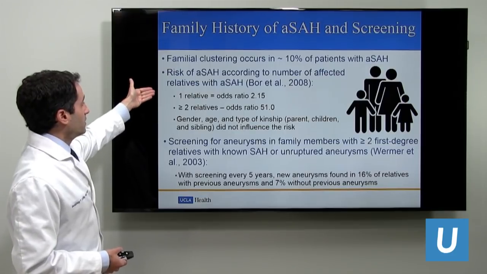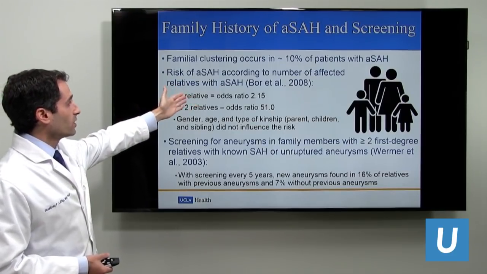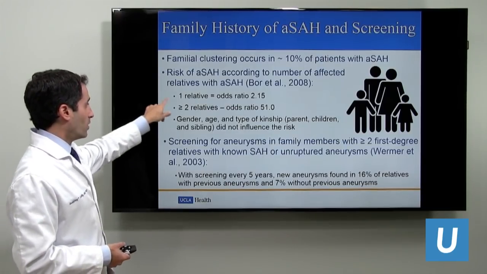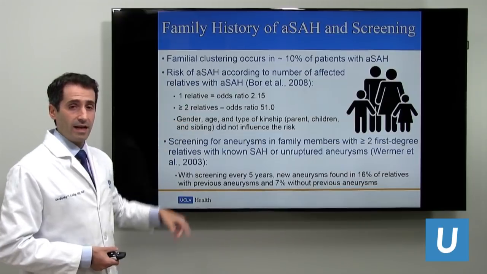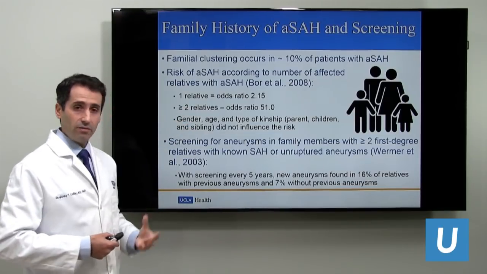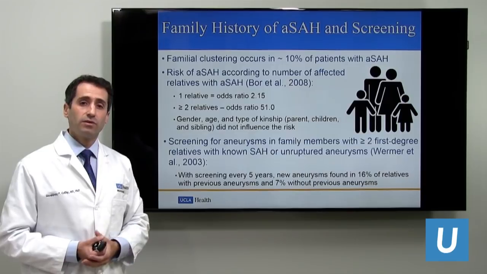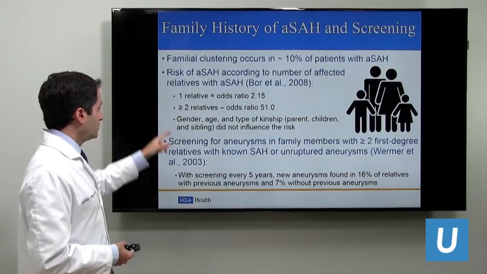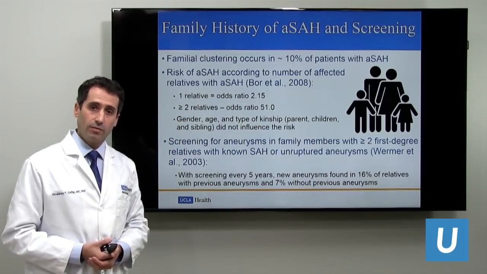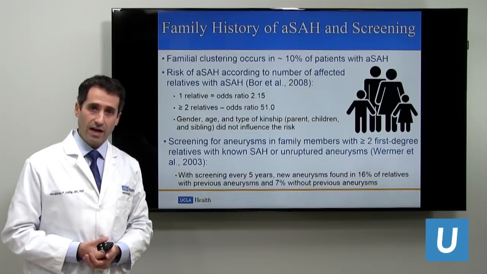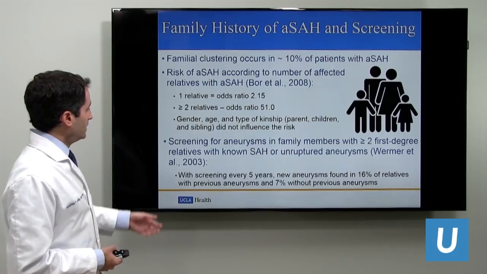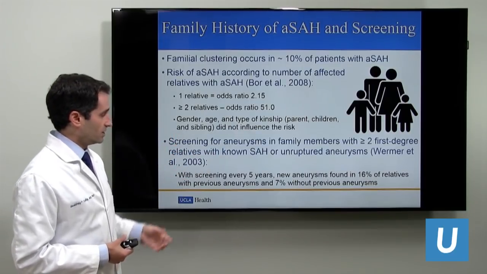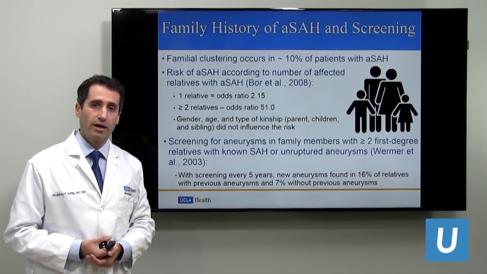Here's an example of a study looking at the risk of subarachnoid hemorrhage according to the number of affected relatives with aneurysmal subarachnoid hemorrhage. If you have one first-degree relative that's had a subarachnoid hemorrhage, you're at about 2 times the risk of the average person. If you have 2 or more relatives with a subarachnoid hemorrhage, you're at 50 times the risk of the average person. Okay? And this is independent of the gender, the age, and the type of kinship, meaning parent, children, and sibling of the relative with the subarachnoid hemorrhage.